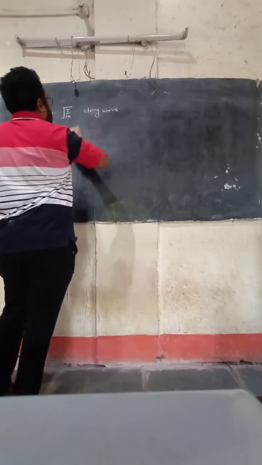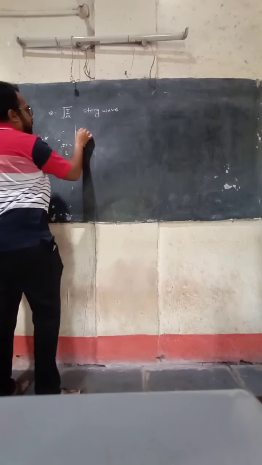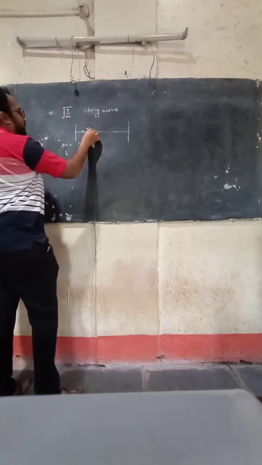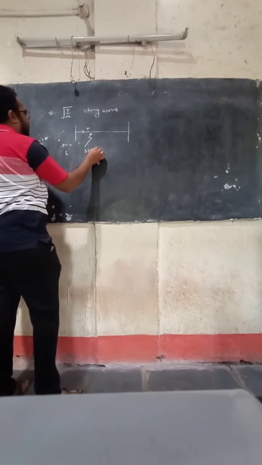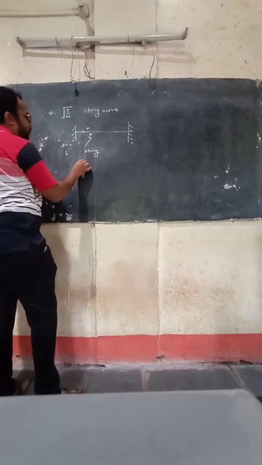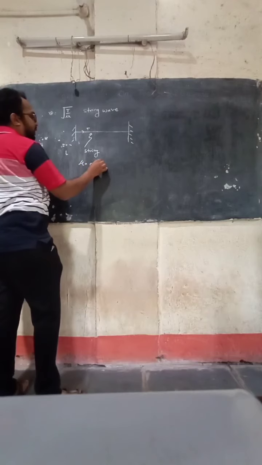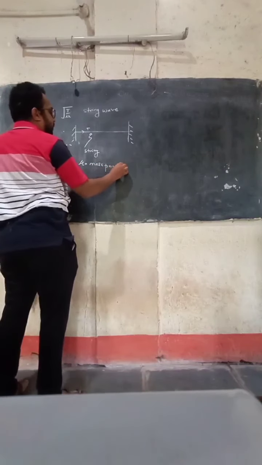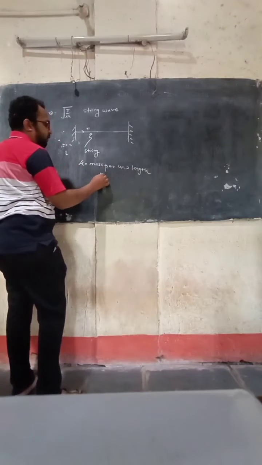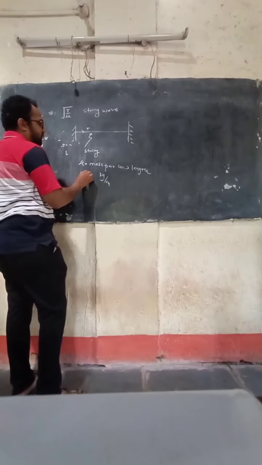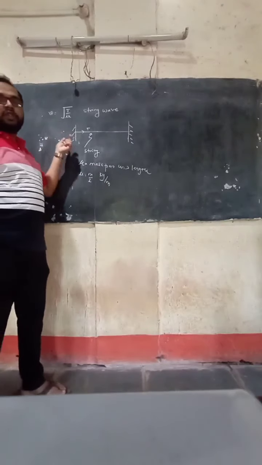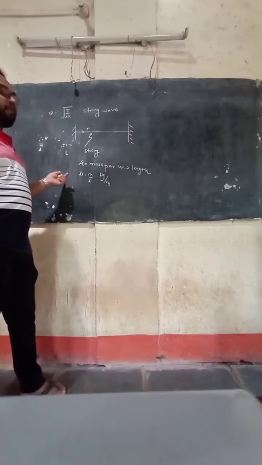String wave. This is the velocity. So what is this T? T is for tension in the string. Now this is string. And mu is mass per unit length, which is in kg per meter. Mu is mass per unit length. So this is the formula for velocity of string wave, that is the transverse waves.